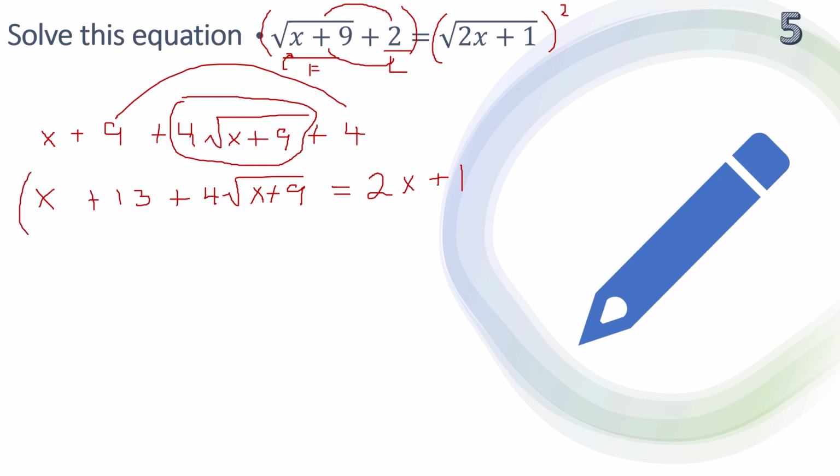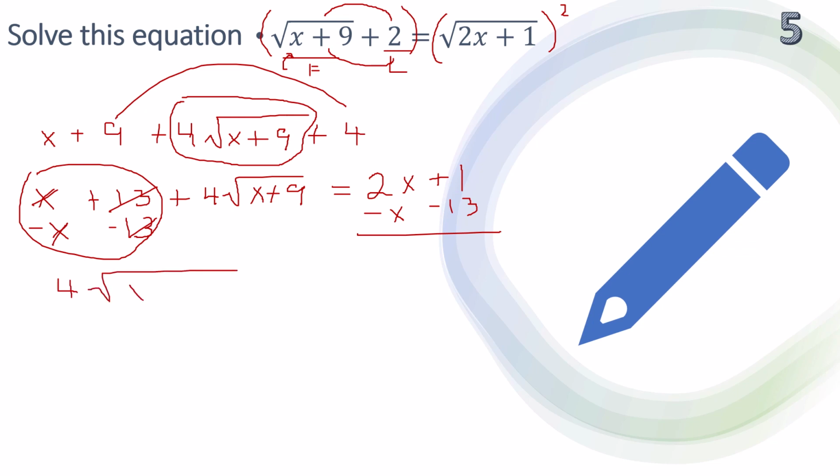I'm going to take these and move them over to the left by subtracting x and subtracting 13 from both sides so that we have the radical by itself on the left, and we're going to square it one more time. So I'm going to subtract x from this side and subtract 13. I'm just going to go ahead and line them up and make it a little easier to add together. Okay, this is going to be 0. So on the left, I'm left with 4 square roots of x plus 9. And on the right, I have 2x minus 1x is 1x. And I have positive 1 plus negative 13 is negative 12.